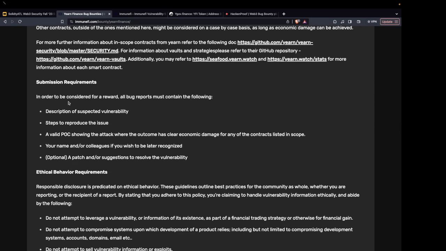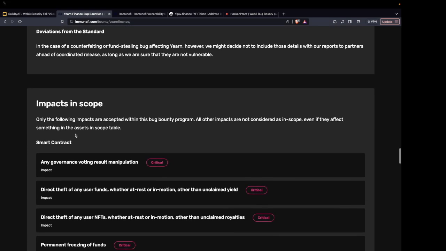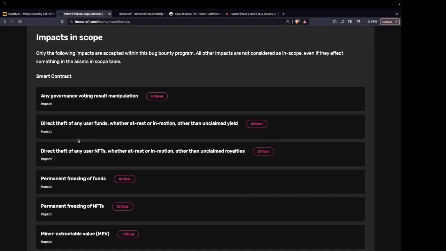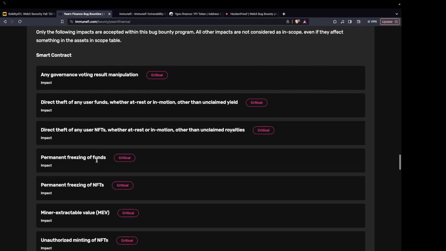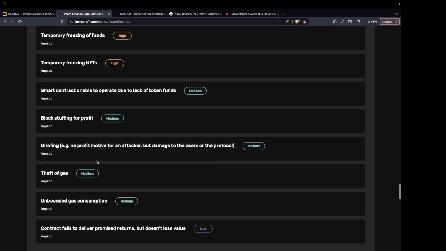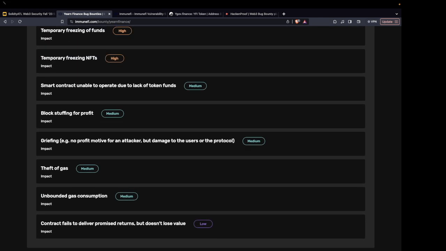It's also important to have a good section detailing what the submission requirements are. So, do you require proof of concept from white hats? What other things are needed? And the protocols themselves get to define the impact. So this is how Yearn Finance describes a critical, and they do the same for highs, mediums, and lows. So this is an example of what I would say is a good bug bounty post.